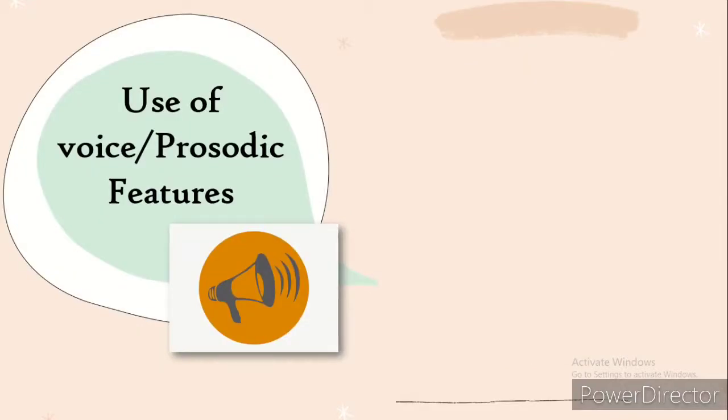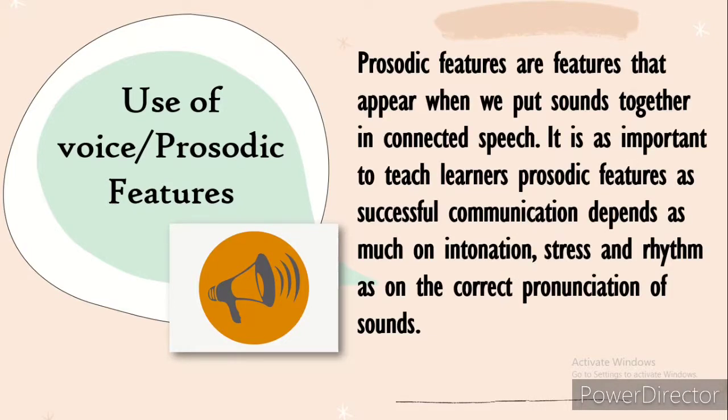The first one is the use of voice or prosodic features. When we say prosodic features, these are features that appear when we put sounds together in connected speech. It is as important to teach learners prosodic features as successful communication depends as much on intonation, stress, and rhythm as on the correct pronunciation of sounds. It is not just what you say, it is how you say it.